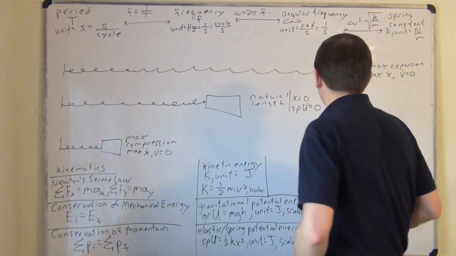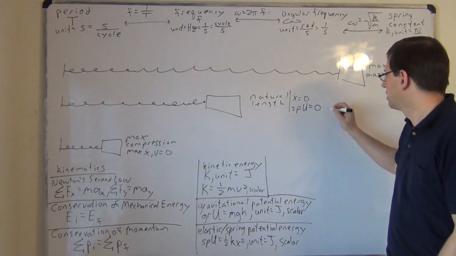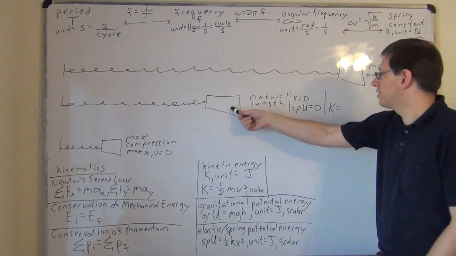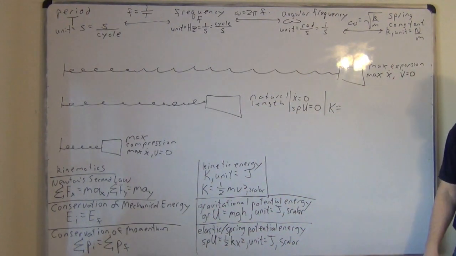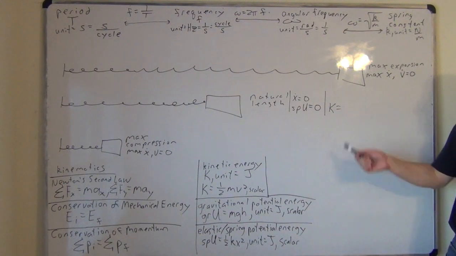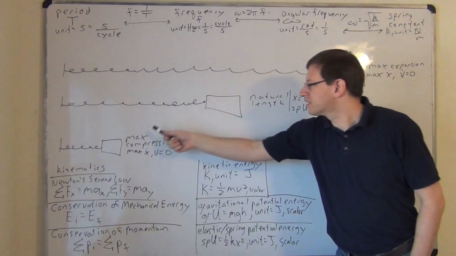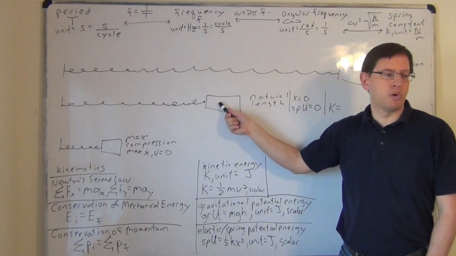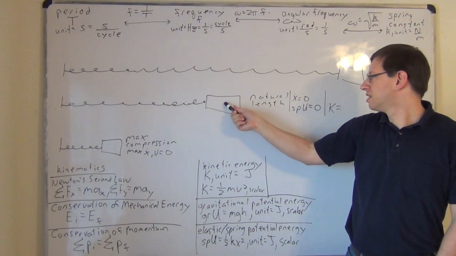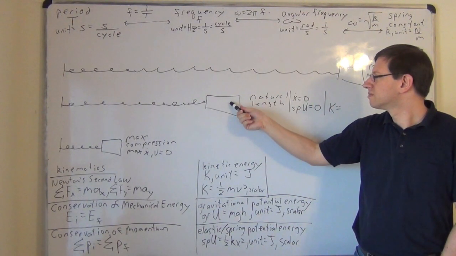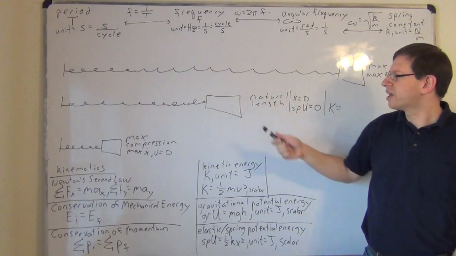So what can you tell me about the kinetic energy at this point? At the natural length. Remember that what we're thinking of is we pulled it to here and then we let go. So it's moving back and forth like this. So when it's at this point, what can you say about the kinetic energy? I don't know. Let's talk about that a little.